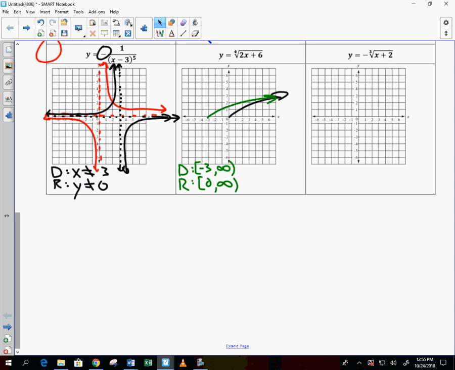Do 2 more. Cubed root function. Remember? What's my transformation? Vertical flip and 2 to the left. Domain all reals. Range all reals.